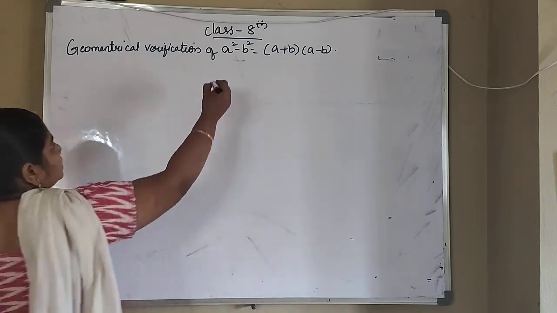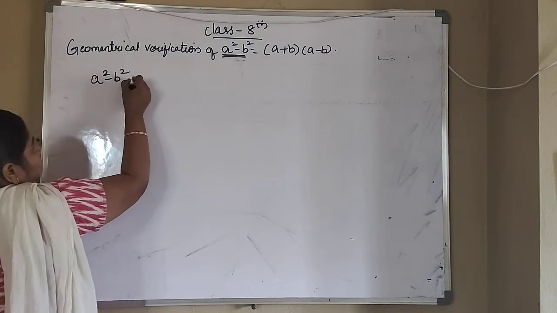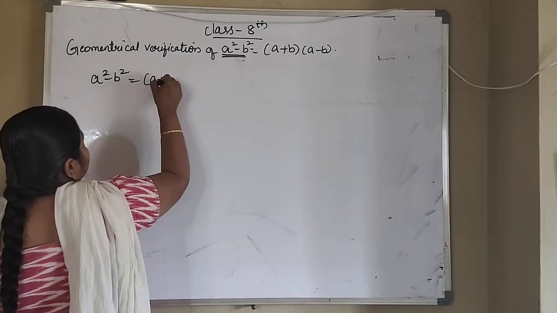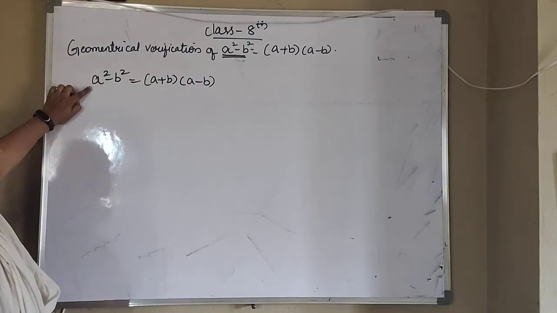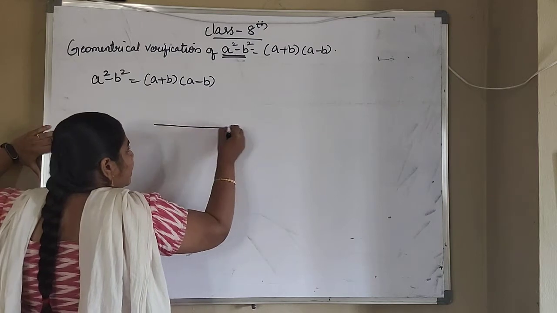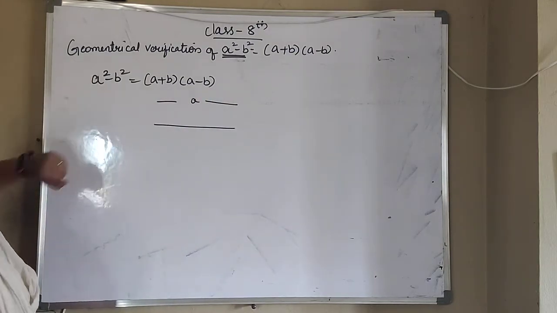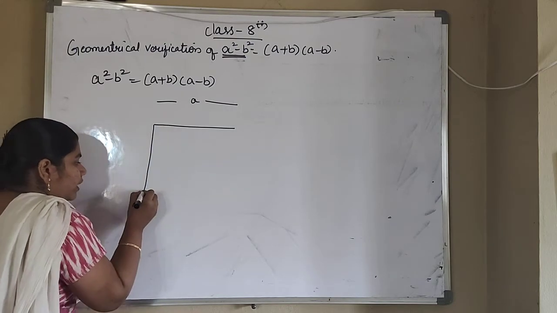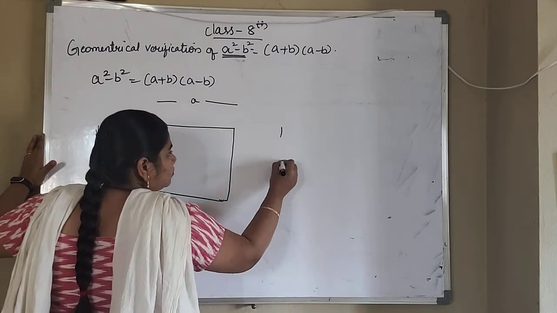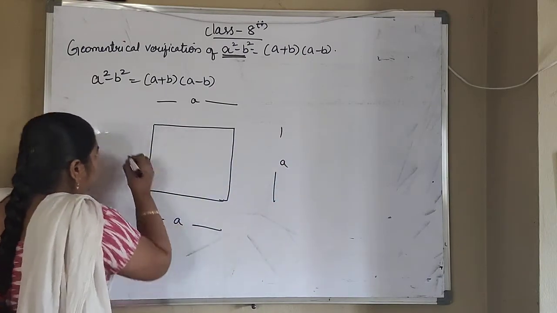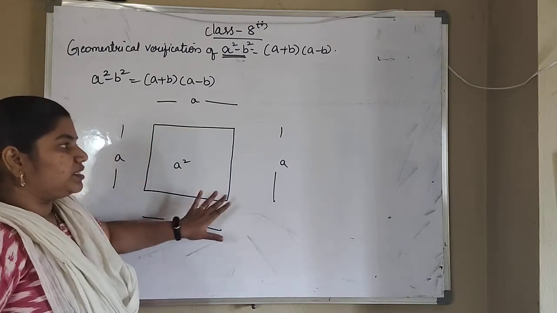First, I am taking a square minus b square, and by using this I have to prove a plus b into a minus b. First, a square. I take the total length as a. This full length is a. So I form one square with the help of that a, and all the sides will be a only here. So this became a square.